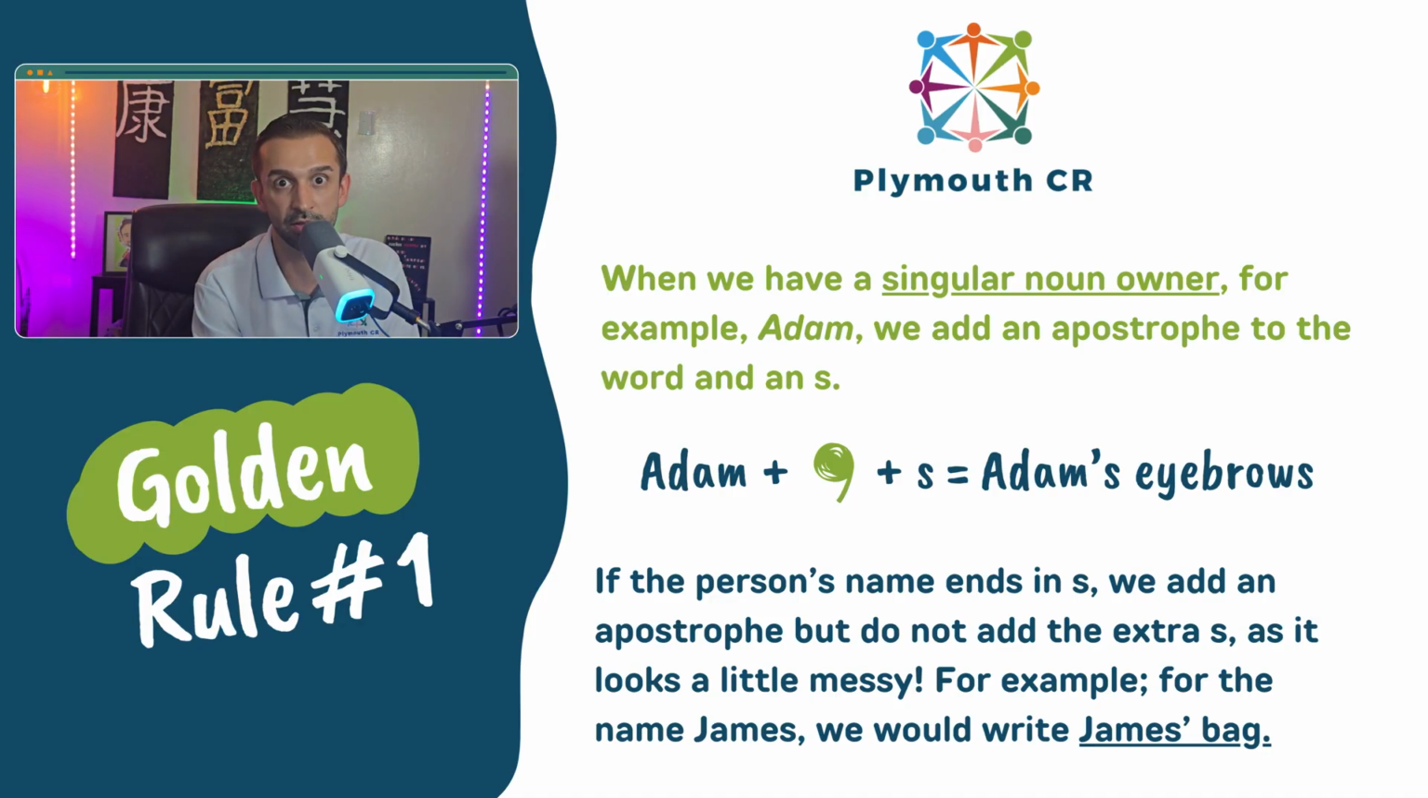So whose eyebrows are they? Well, Adam's, okay? Now, something important that I have to point out in here is that this other part says if the person's name ends with S, we add an apostrophe, but we do not add an extra S, okay? As it looks, of course, quite messy. So for example, for the name James, which ends in S, we would just write James, the name, and the apostrophe, and then the thing that belongs to him or to the person, okay? Whatever it is that ends in S, if that is the owner of the thing or the object, then we just have to add the apostrophe, not the S.